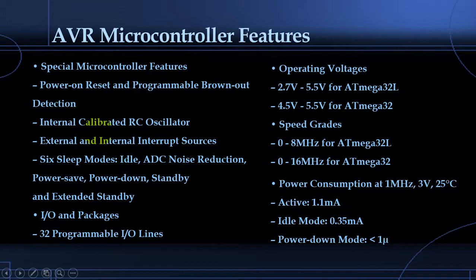There are also 6 sleep modes, and these are very helpful for power saving. Those modes are the idle mode, in which the CPU clock stops and only the other peripherals run. There is also the ADC noise reduction mode, in which only the ADC works and other peripherals are stopped. There are also the power save mode and the power down mode, and one is the standby mode and another is the extended standby mode.